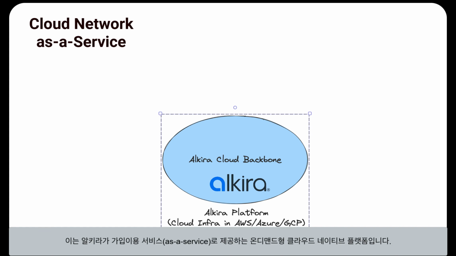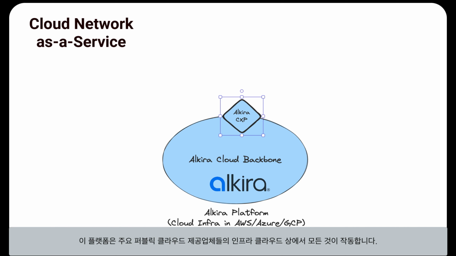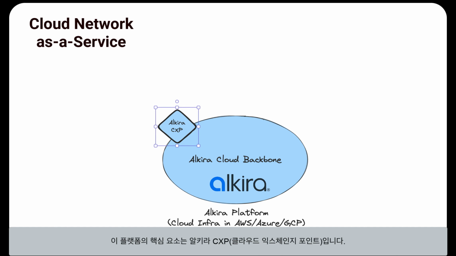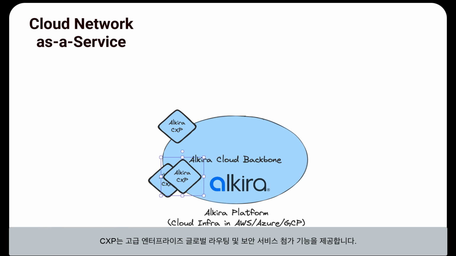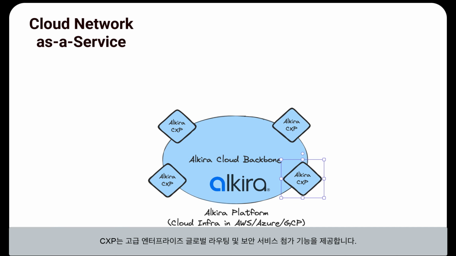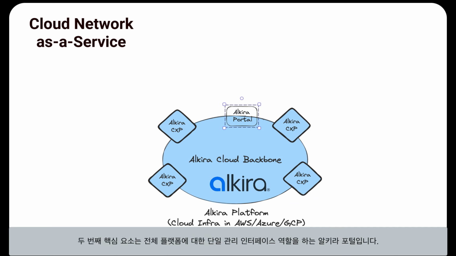It is an on-demand, cloud-native platform offered as a service by Alkira. There is no software or hardware enterprises need to deploy. The platform operates 100% in a cloud on top of the major public cloud providers' infrastructure. The key element of the platform is an Alkira Cloud Exchange Point or CXP. CXPs provide advanced enterprise global routing and security service insertion capabilities. The second key element is an Alkira portal that serves as a single management interface for the entire platform.